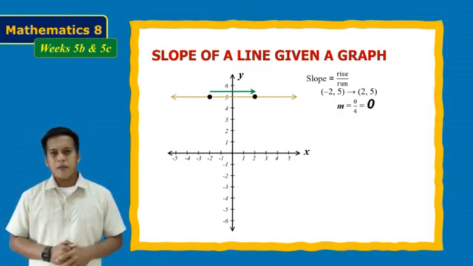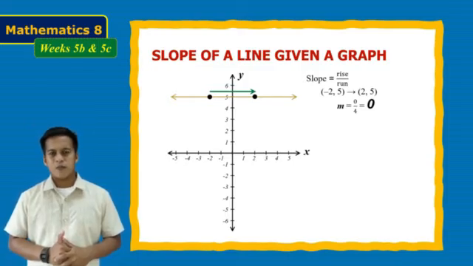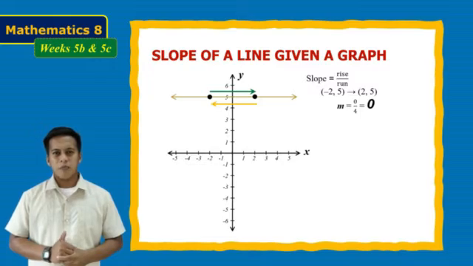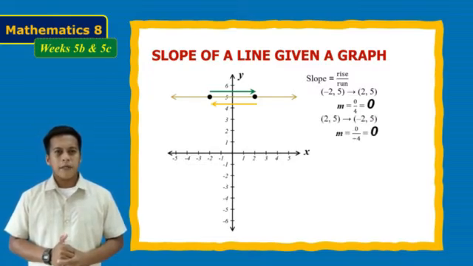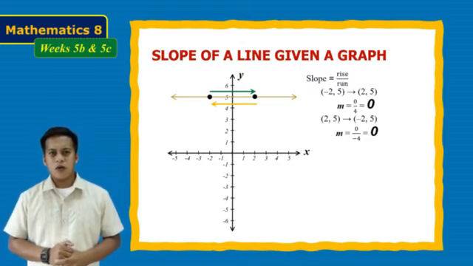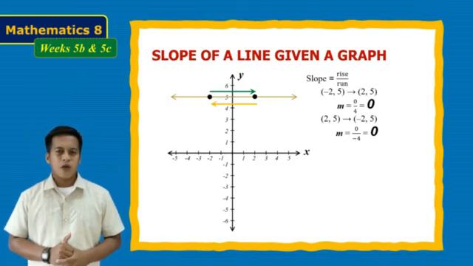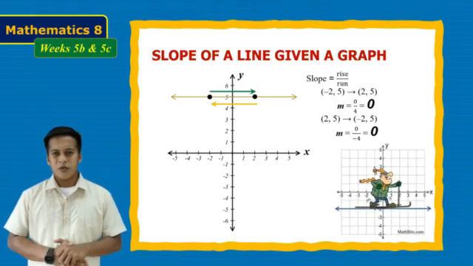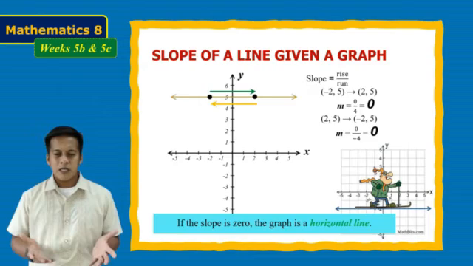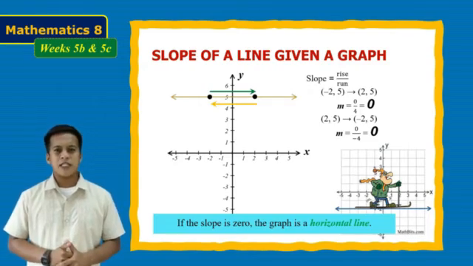If we start from 2.5, the rise is also 0, but it moves 4 units to the left. It means that m is equal to 0 over negative 4, or simplified also as 0. What if the slope is 0? Simple. The graph is a horizontal line.